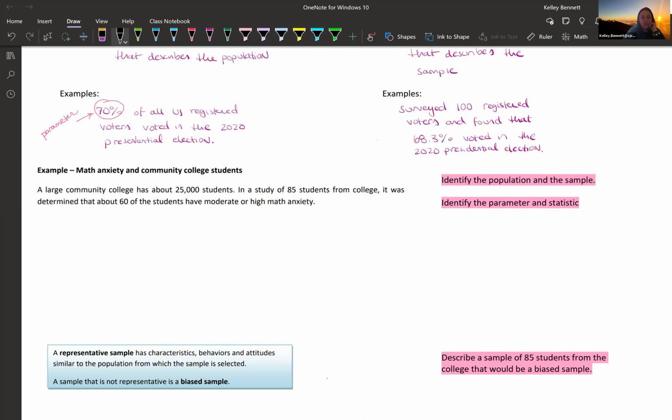So here, our population, right? So we want to know about math anxiety in all of our students at this community college. So it's going to be all 25,000. And our sample, because I don't want to ask 25,000 people the same question, I'm just going to sample the 85 students. And these are the students in the survey.